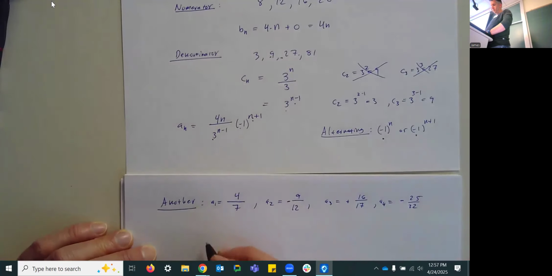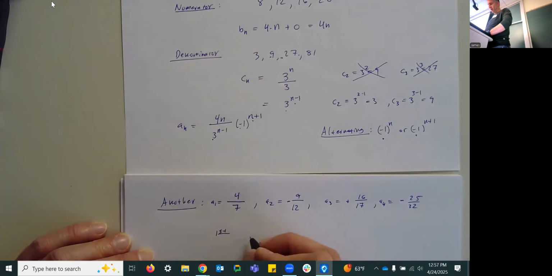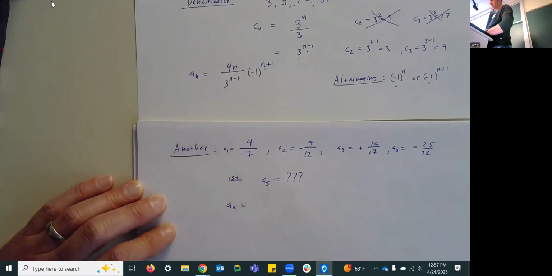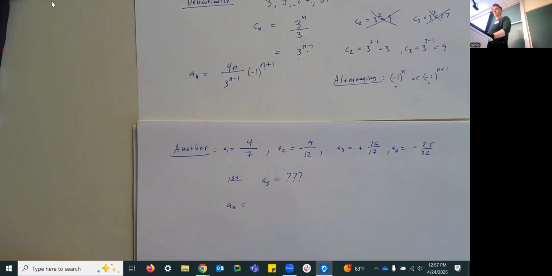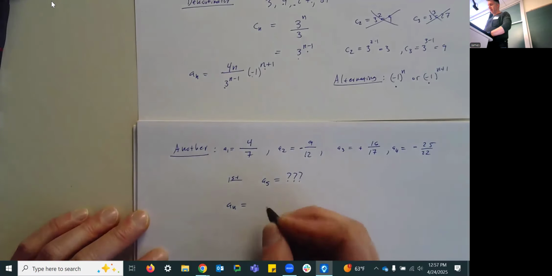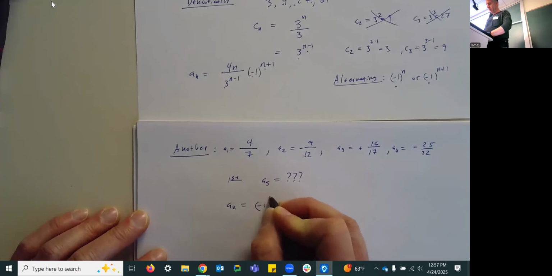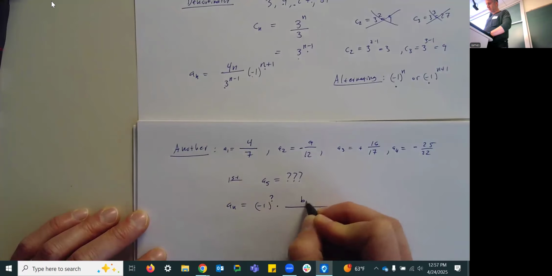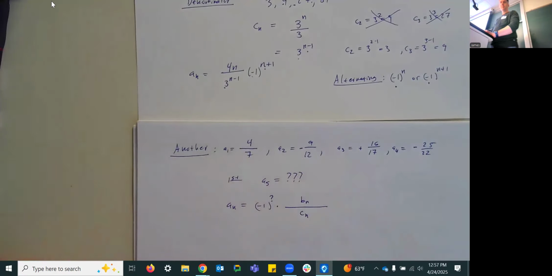And your job is twofold. First, take a guess at what a sub 5 is going to be, and then try to find a formula for a sub n. And I'm going to think of a sub n as negative 1 to the something times a top sequence divided by a bottom sequence. So I would say work with the bottom sequence part first. See if you can figure out what's going on in the bottom.